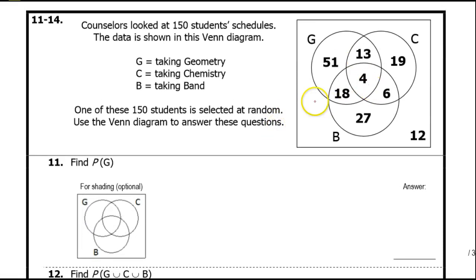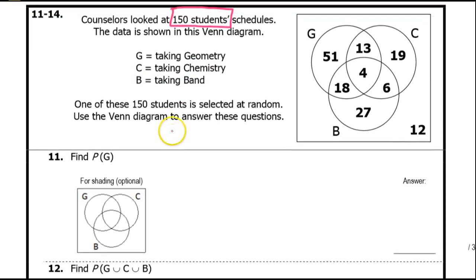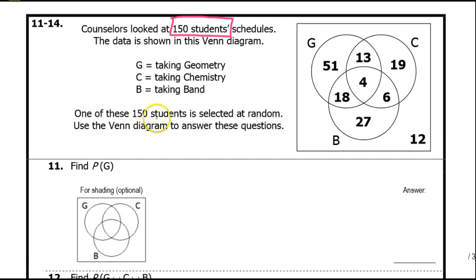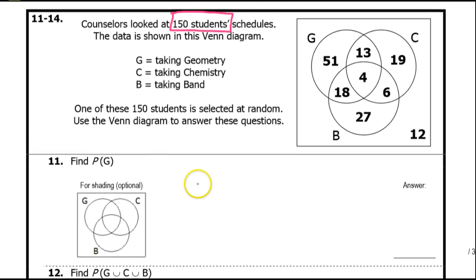Okay, a triple Venn diagram. Counselors looked at 150 students, so that's the total, don't forget it. They looked at their schedules. The data is shown here. G is taking geometry. C is taking chemistry, and B is taking band. So, if one of these 150 students is selected at random, we're going to answer the following questions.